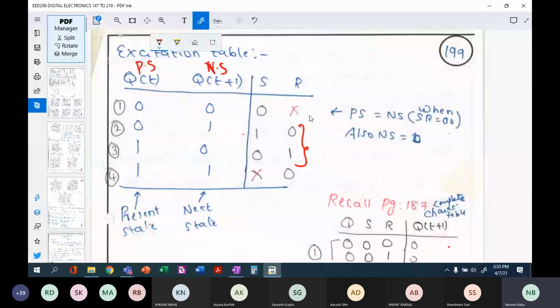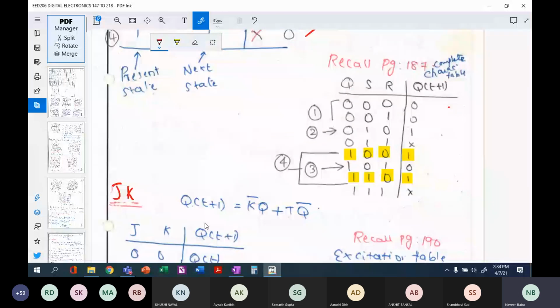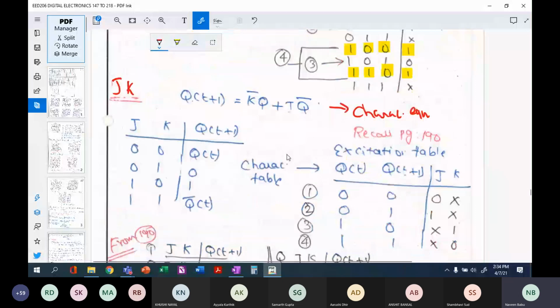Okay, now let us look at the next flip flop, which is the JK flip flop. For JK flip flop, what is the characteristic equation? Your characteristic equation is this. And what is the characteristic table? This is your characteristic table. And from the characteristic table, we must write our excitation table. How will our excitation table look? We have present state and next state, and all four possible combinations of present state and next state are 0 0, 0 1, 1 0, 1 1. We have to fill up these data.